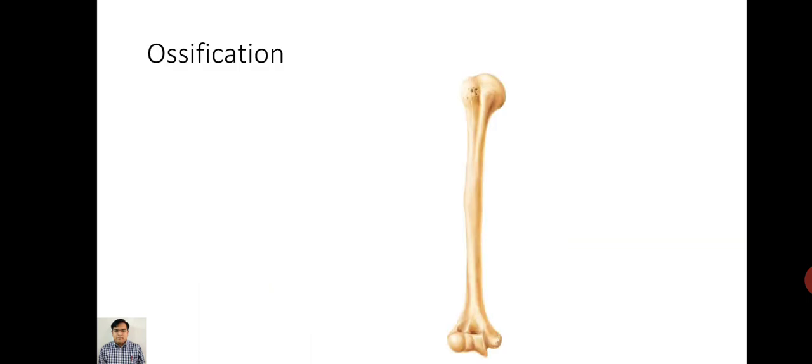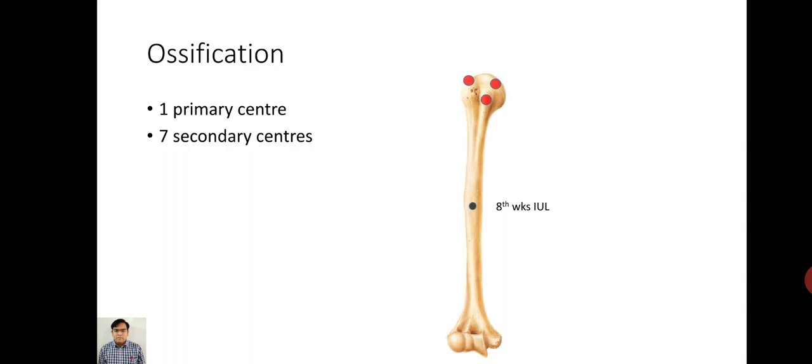Now the ossification of the humerus. It is ossified from one primary center and 7 secondary centers. One primary center for the shaft, which appears at the 8th week of intrauterine life, and 3 secondary centers for the upper end and 4 secondary centers for the lower end. So one for the head, one for the lesser tubercle, one for the greater tubercle, then one for the medial part of trochlea, one for the capitulum and lateral part of trochlea, one for the lateral epicondyle and one for the medial epicondyle.